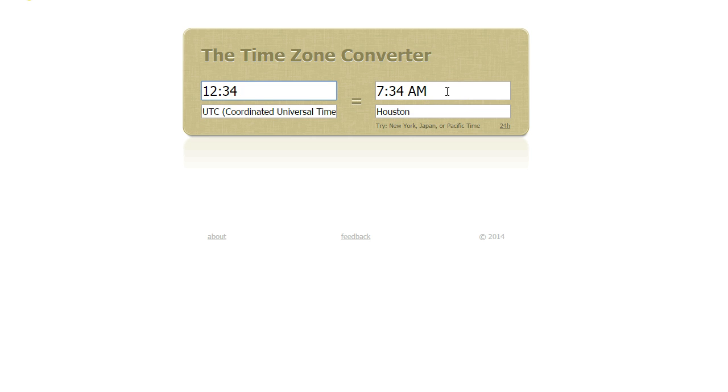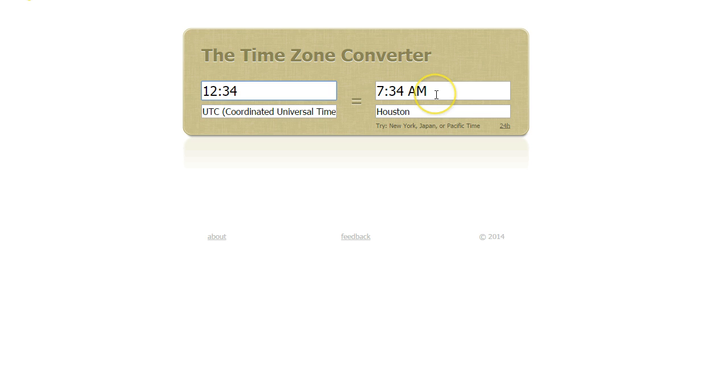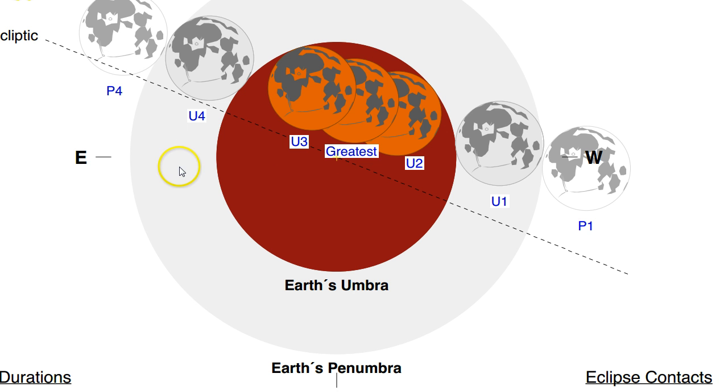You see the time? So that means if the sun rises in Houston at 7:18 in the morning, 7:19 in the morning, that means for us this is gonna happen. This is gonna happen around the time of the sunrise in Houston, so we're not gonna see it.